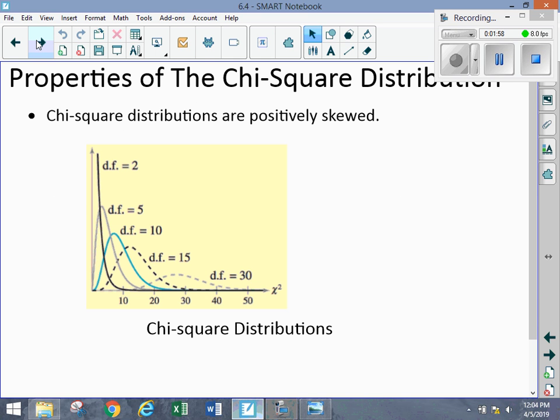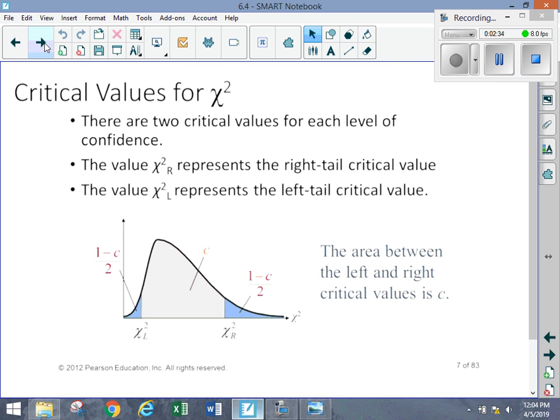So this is what it looks like. You have a picture of it on the chi-square table that I gave you. Notice that as your degrees of freedom increase, in other words, as your sample size increases, this becomes wider. It becomes more and more normal. If you look at 30 degrees of freedom, it looks more and more like a normal curve. But normally, this is skewed to the right, so it's a right skewed distribution.